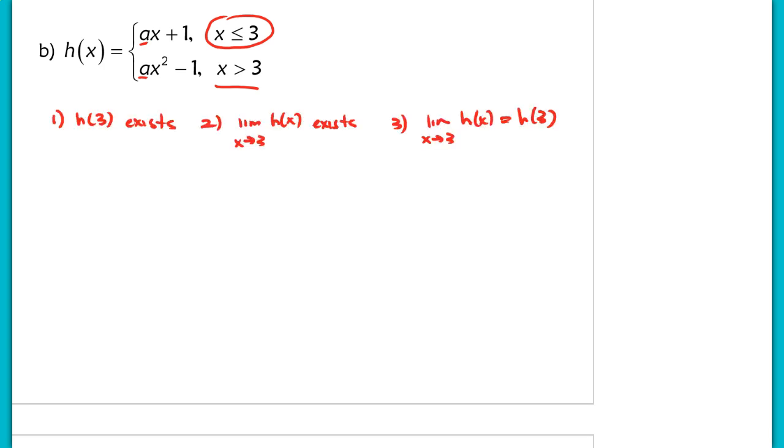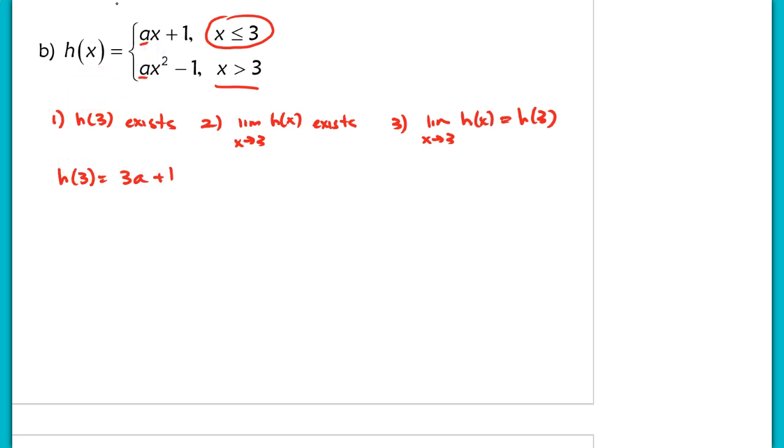In other words, we have to make sure that our function will satisfy 3 conditions at x equals 3. Condition 1, h of 3 must exist. In fact it does here. If you plug in x equals 3, this top line defines your function value at x equals 3, so we end up with h of 3 equaling 3a plus 1. I'm literally just substituting 3 into the function for x.